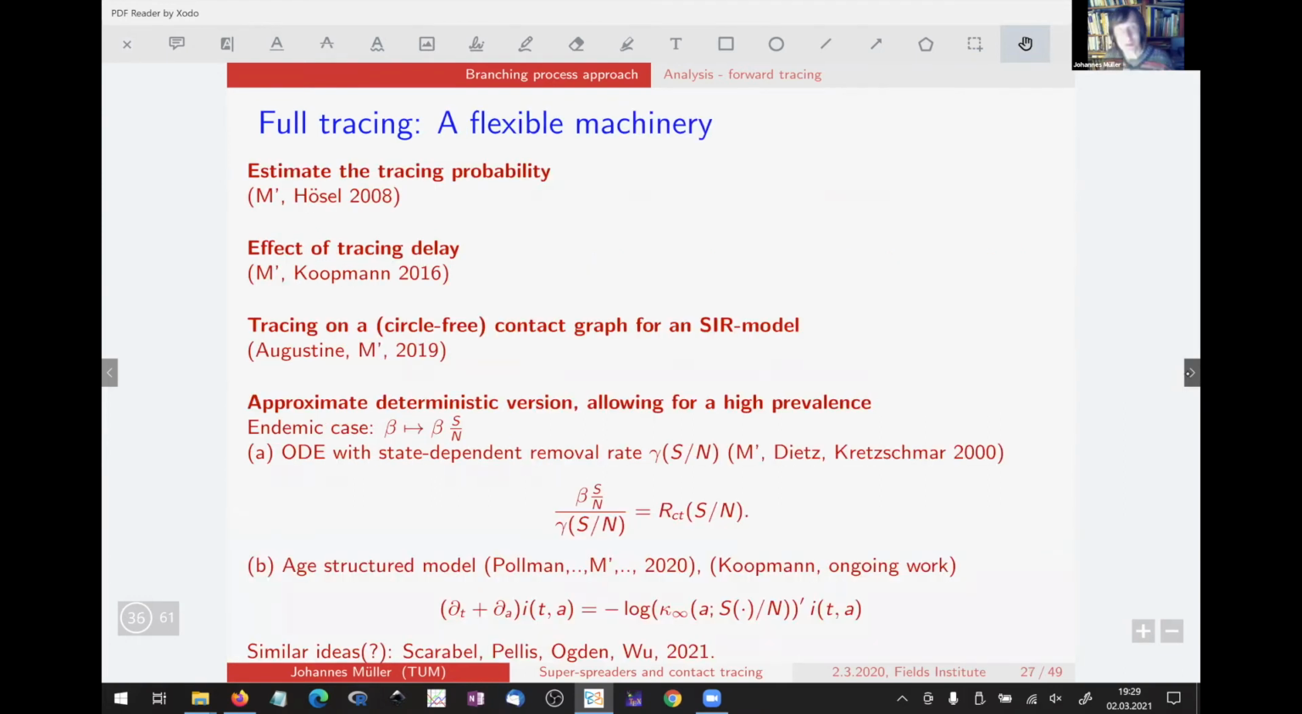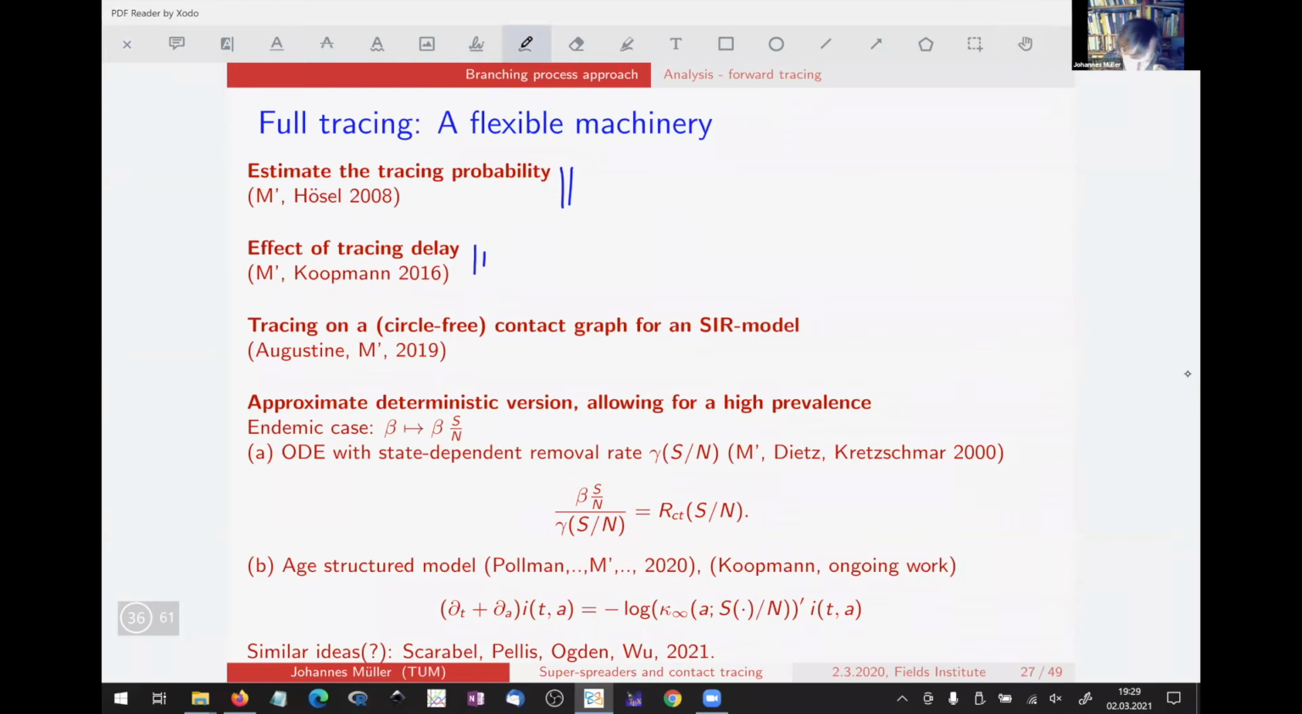Okay, however, we have this machinery, we can address all kinds of problems. So we try to get some idea about how to estimate this tracing probability, which is of course an interesting thing. We can incorporate a tracing delay. So in the moment, our model has no delay in it, but everyone is removed at once. But of course, in practice, there's some delay.